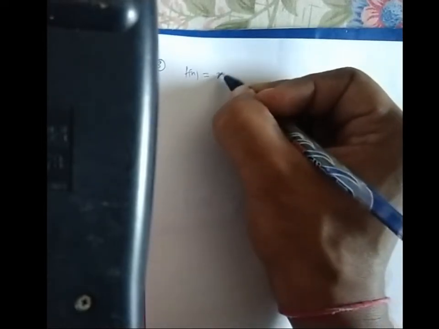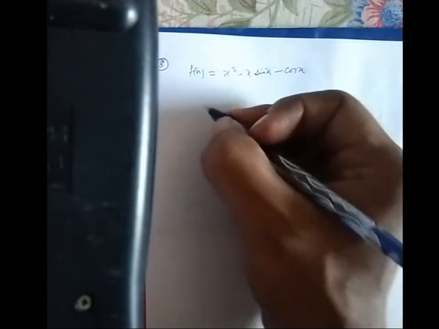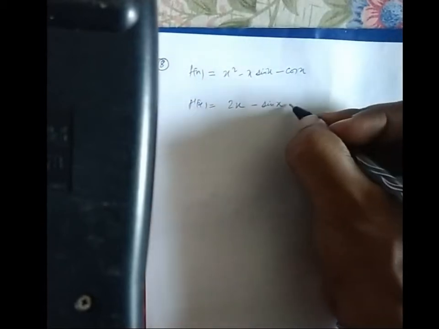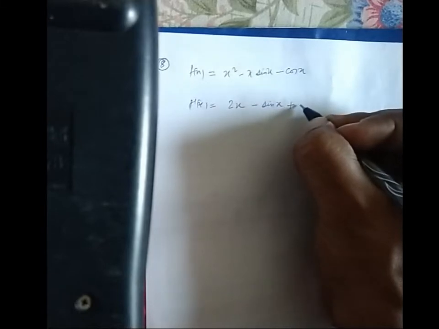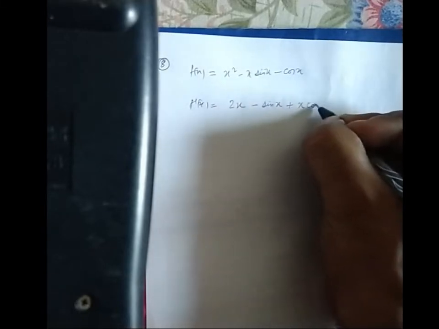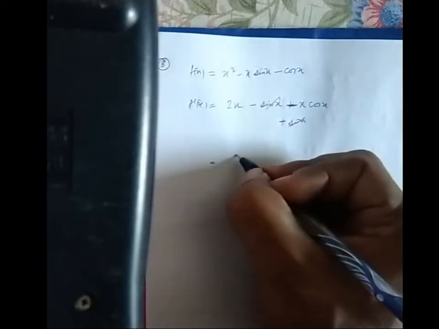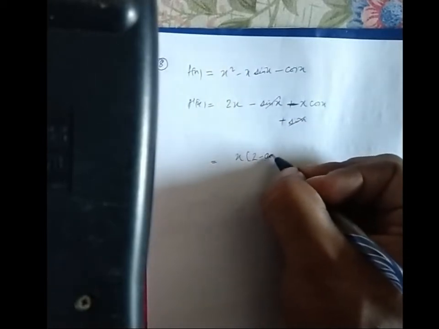Moving on to our next question, question number 8. So you need to draw the graph of the following function. Since f(x) is equal to x square minus x sin x minus cos x, f(0) is clearly -1, f dash x would be 2x minus sin x minus x cos x plus sin x. So it would be x times (2 minus cos x).